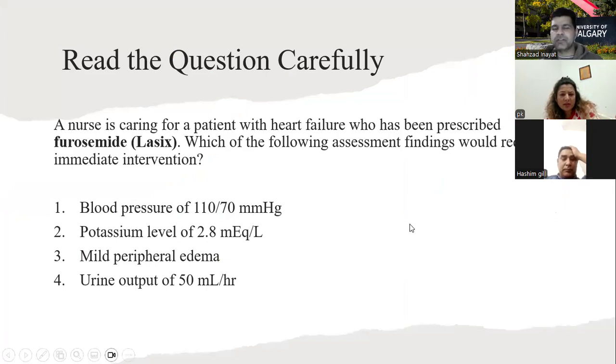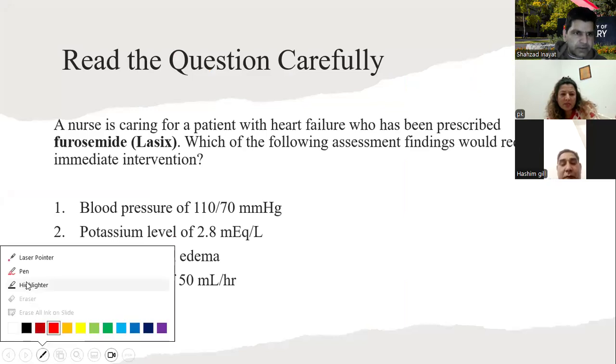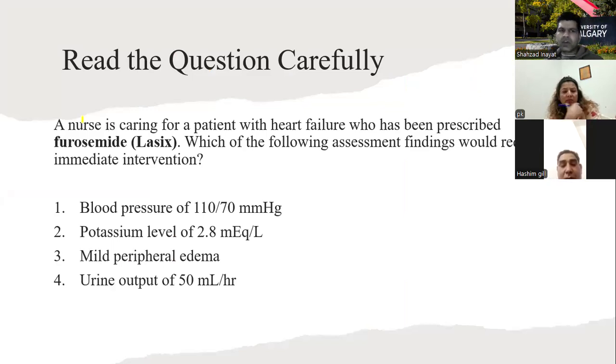The very first thing is, you need to read the question carefully. What is reading the question carefully? You need to find the keywords in the question and try to highlight those keywords. For example, here I can use the highlighter. What are the keywords in this question? For me, the question is related to heart failure. So heart failure is a keyword here, right? Then let me read the question completely.